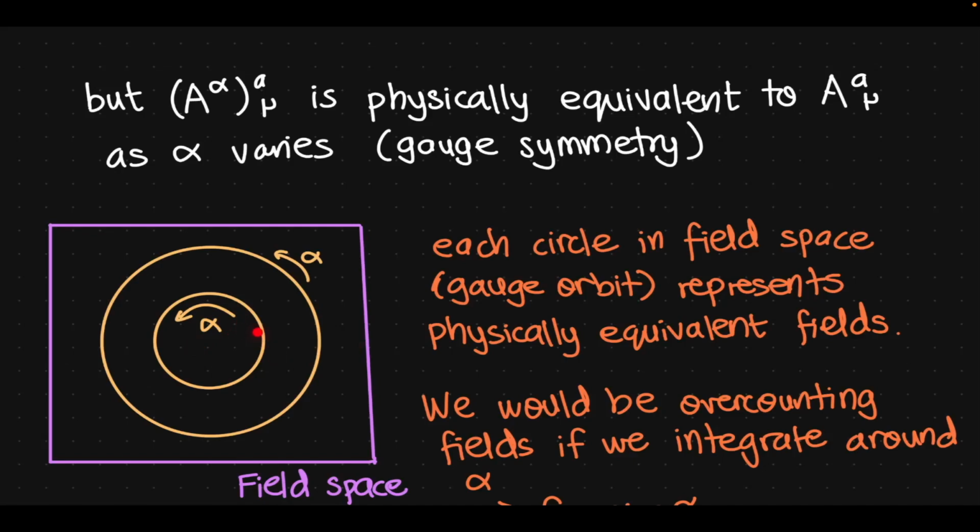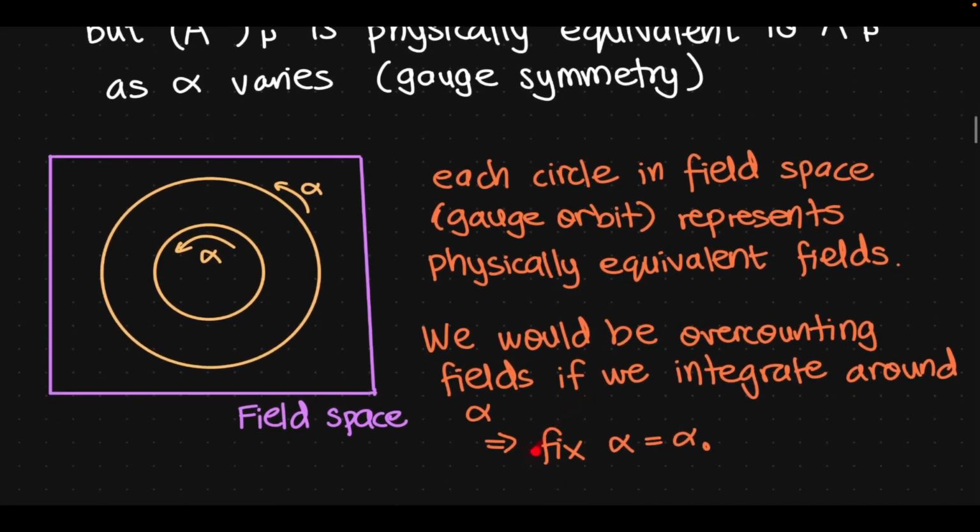So this is the best way of representing this equivalence class, these circles, these gauge orbits, and their redundancy. So if we were taking the path integral over capital A and we go around this alpha direction for each of these circles, we would be overcounting because each of these circles represents just one field in the eyes of the theory that we're working with. So we have to restrict that from happening. We have to stop going around the alpha directions. That means we have to fix alpha to alpha naught.